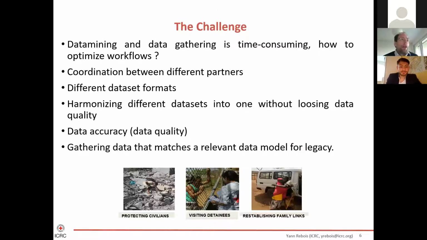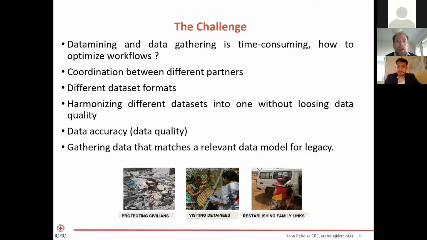The challenge for us at the ICRC is this data mining and data gathering. It's really time consuming. We should really optimize the workflow. We have as well to coordinate between the different partners when we work through the movement, right? We have different formats of data sets when we are already collaborating, and you will see with Maz what we have already done. These different data sets need harmonization.